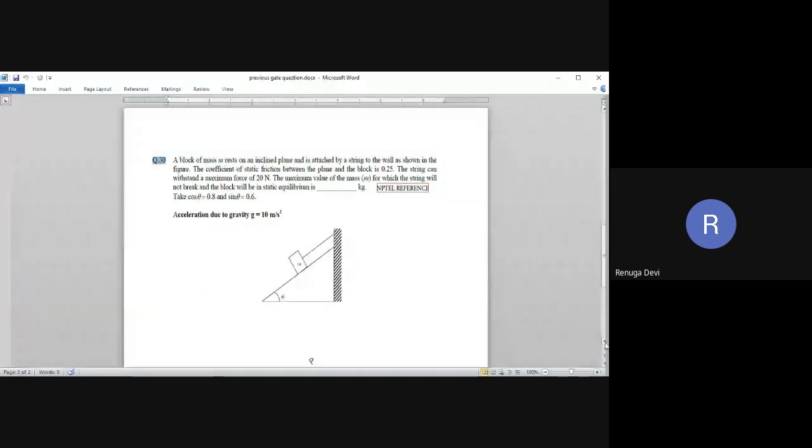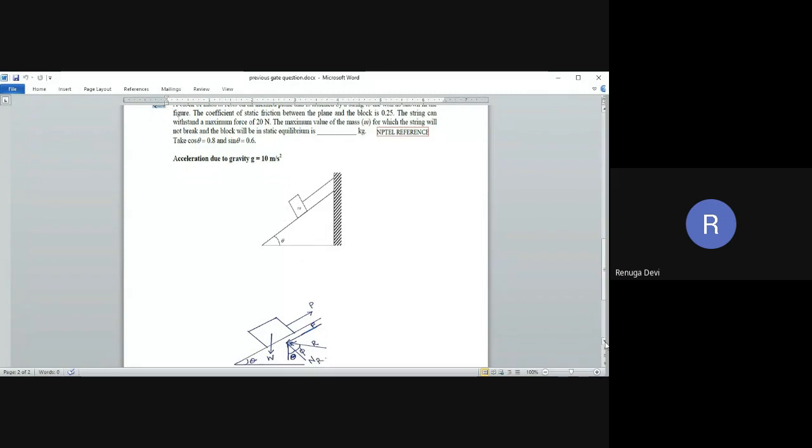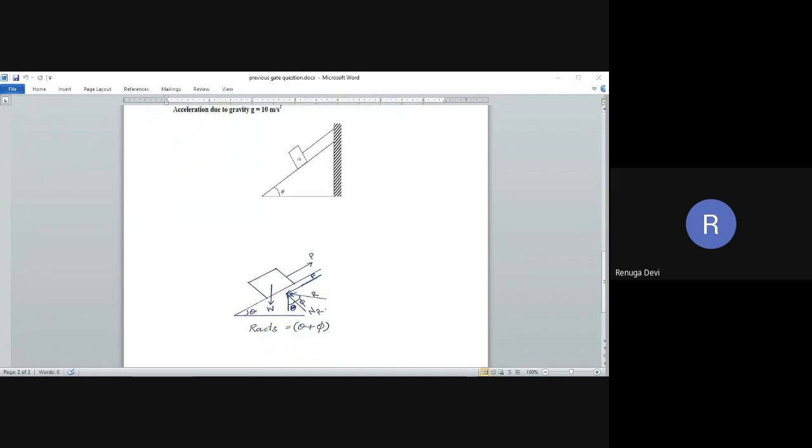Okay, next one, just see here. Next question. Acceleration due to gravity is 10 meters per second squared. The block of mass m rests on an inclined plane and is attached by a string to the wall as shown in the figure. The coefficient of friction between the plane and the block is 0.25. The string can withstand a maximum force of 20 Newton. The maximum value of the mass for which the string will not break and the block will be in static equilibrium is how many kgs, they asked. Take cos theta equal to 0.8 and sin theta equal to 0.6.